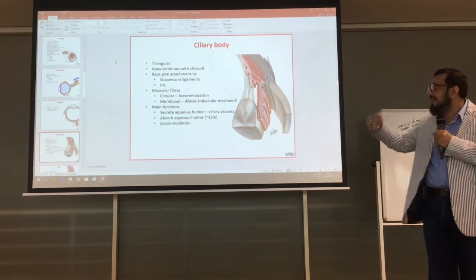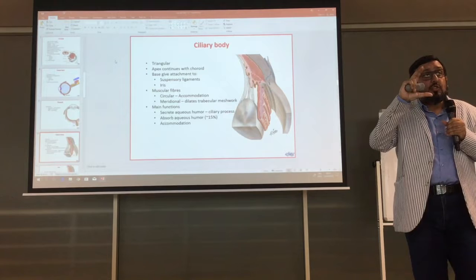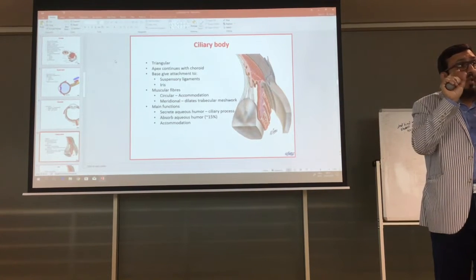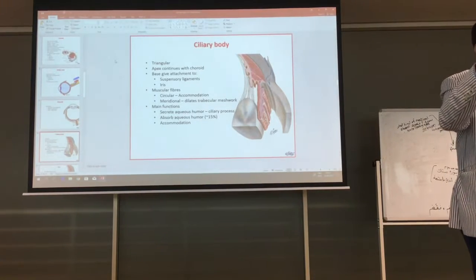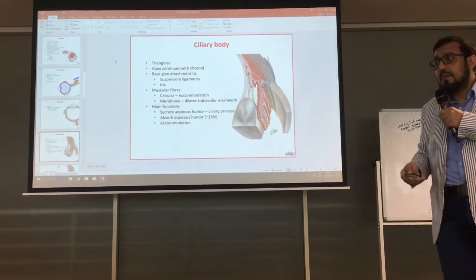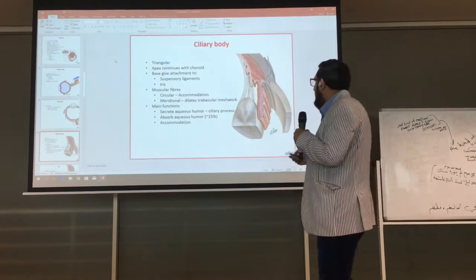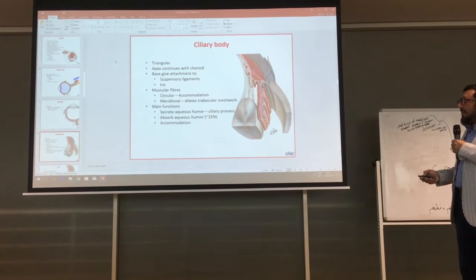So whenever the circular muscle contracts, your lens will become thicker and you will be able to see nearby structures, and this process is called accommodation. Ligaments will be loose. Yes, ligaments will be loose. So the main functions of the ciliary body are production of the aqueous humor and accommodation.